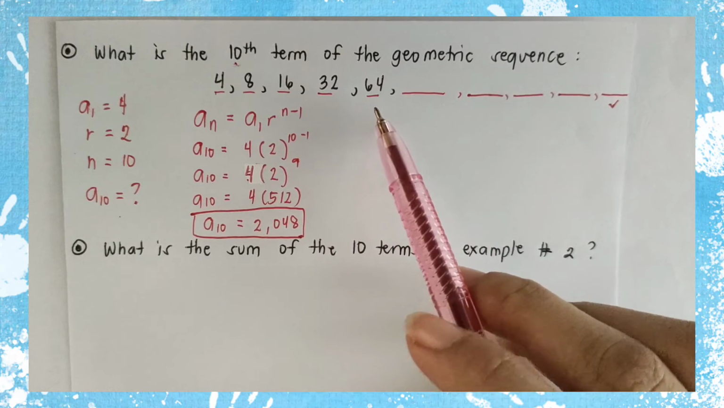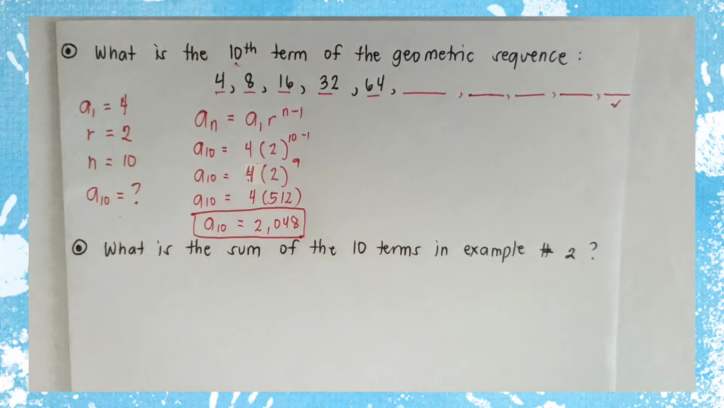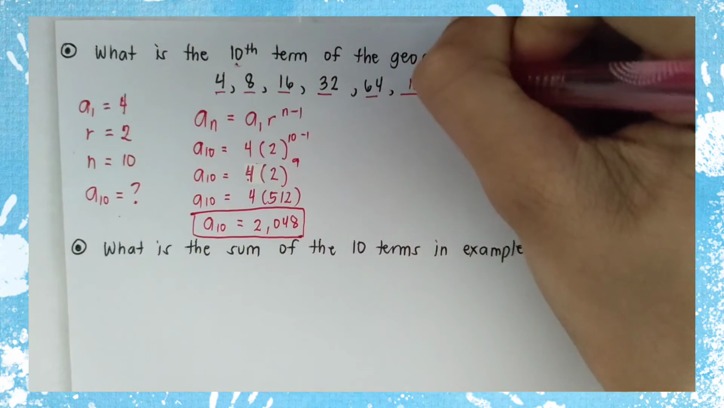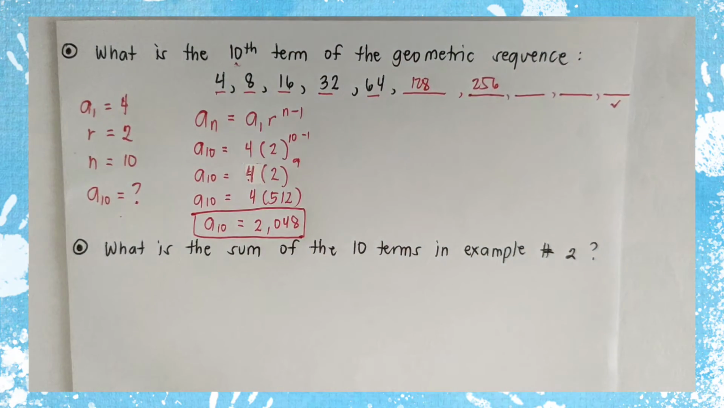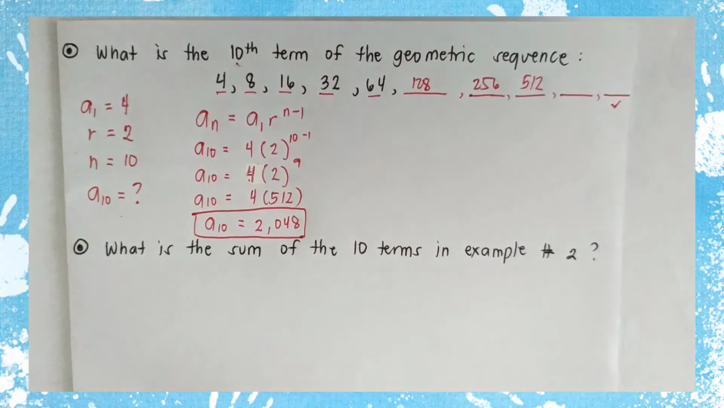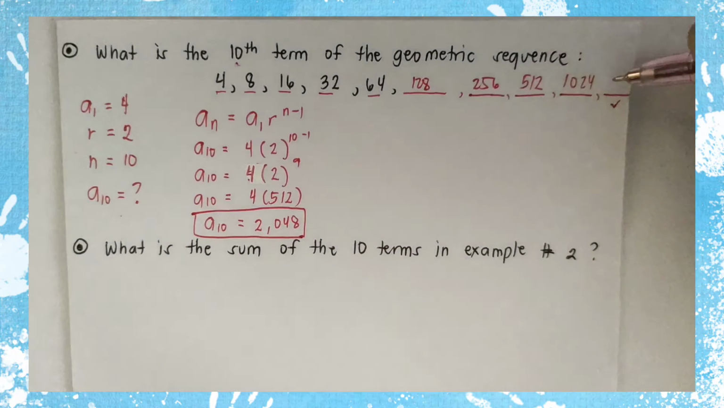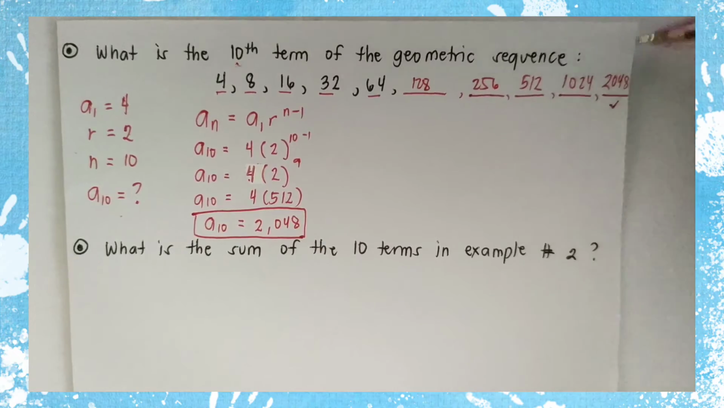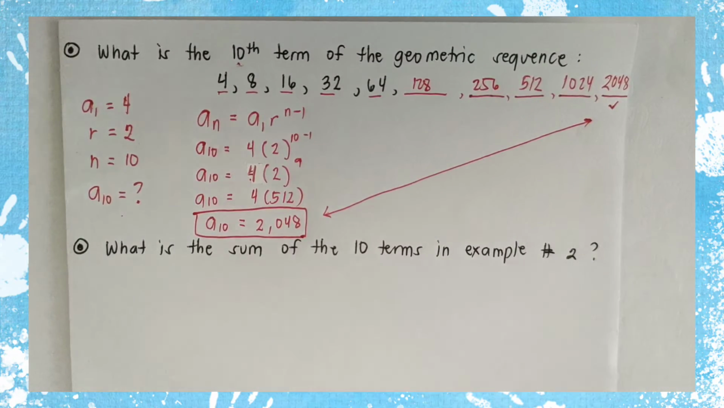So let us try to solve. Since the common ratio is 2, we will just multiply 64 by 2 to get the next term. So 64 times 2 is 128. 128 times 2 is 256. 256 times 2 is 512. 512 times 2 is 1024. And 1024 times 2 is 2048. They are equal. That is how you solve for the 10th term using the geometric sequence. Now let us proceed with the next problem.